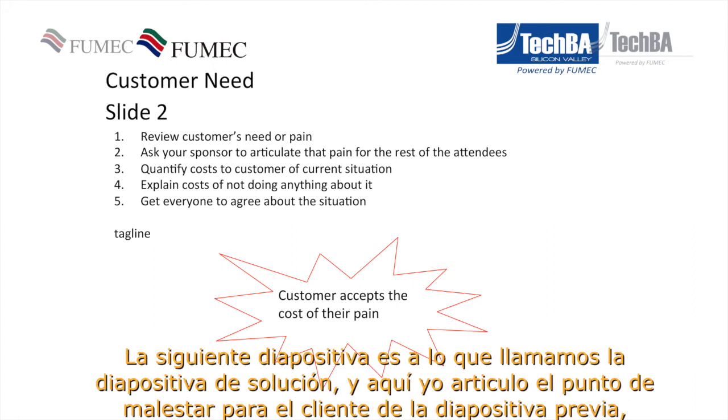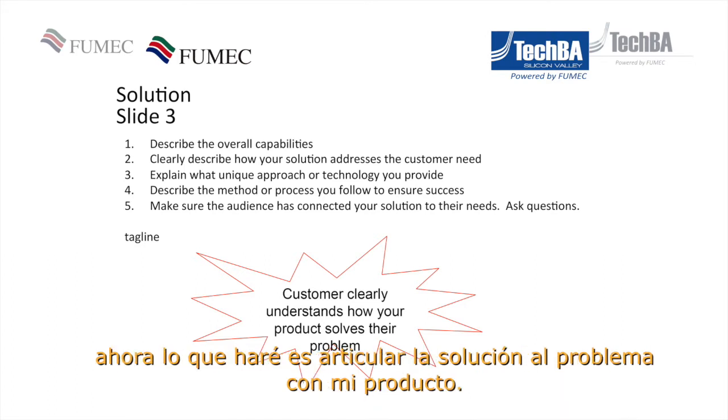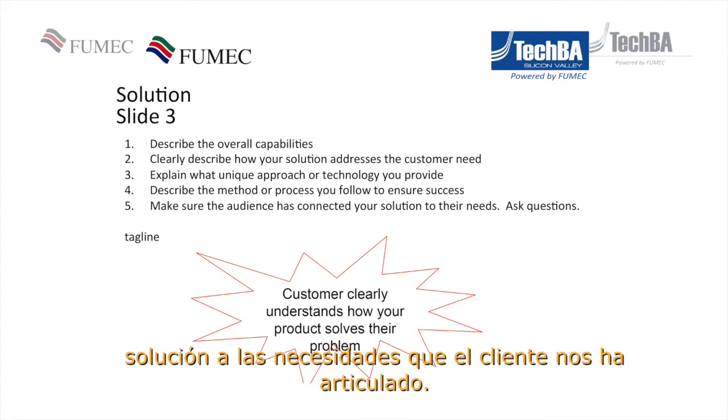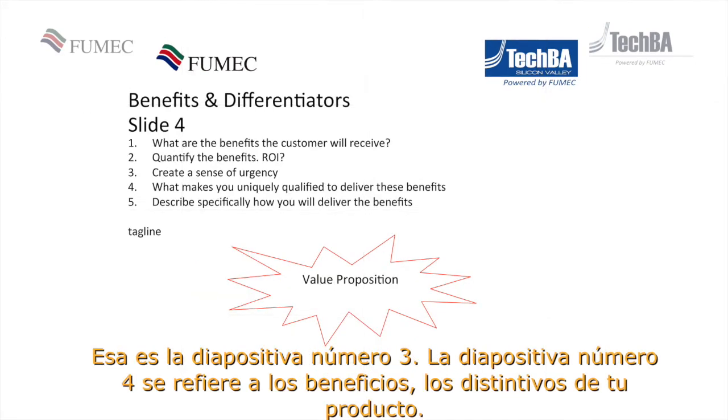The next slide is what we call the solution slide. I articulated the pain point for the customer in the prior slide. Now what I'm going to do is articulate the solution to the problem with my product. So slide number 3 basically talks about how my product delivers a solution to the need that the customer has articulated to us. That's slide number 3. Slide number 4 refers to the benefits and differentiators of your product.